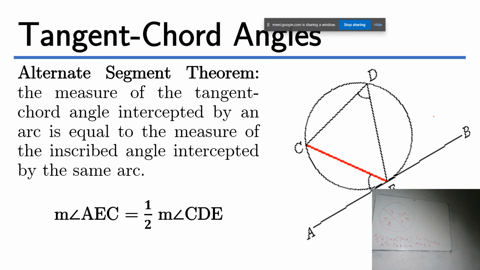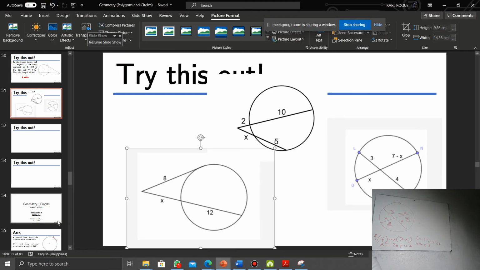Then, kapag naman alternate segment, the measure of the tangent chord angle, yan, itong dalawa, equal yan. Okay? Remember that, ha? So, the measure of the tangent chord angle intersected by an arc is equal to the measures of the inscribed angle intercepted by the same arc. So, yung measure na angle na to, dahil ito yung arc niya, is also congruent to this. Or, in other words, angle AEC equals 1/2 the measure of angle. Ay, mali ito, ah. Teka, baguhin ko lang yung slide.